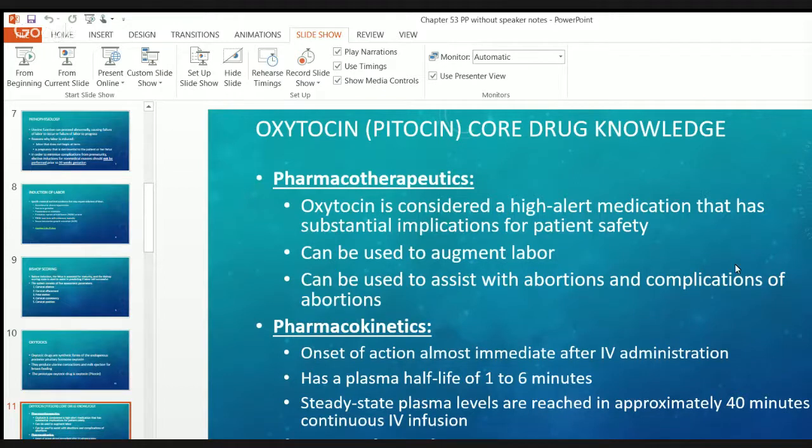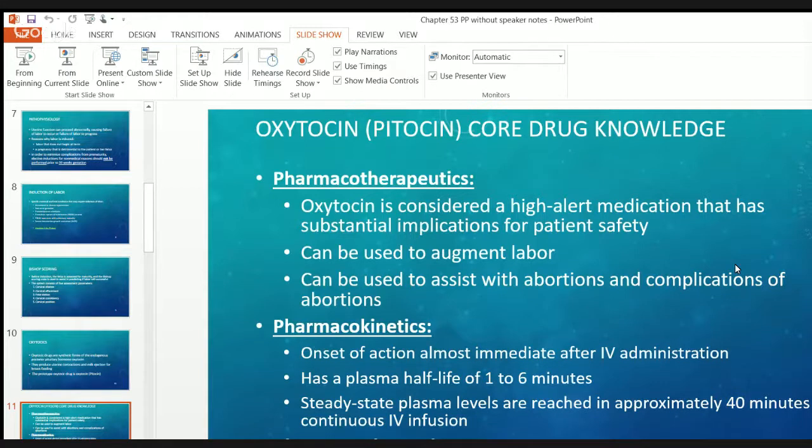When we look at the pharmacotherapeutics, oxytocin is considered a high alert medication because it has substantial implications for patient safety. It can be used to not only induce labor, but augment labor for a woman who has gone into labor spontaneously on her own, and it can be used to assist with abortions as well as complications of abortions.